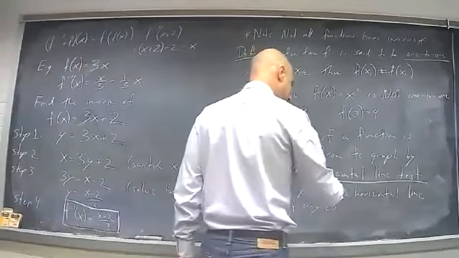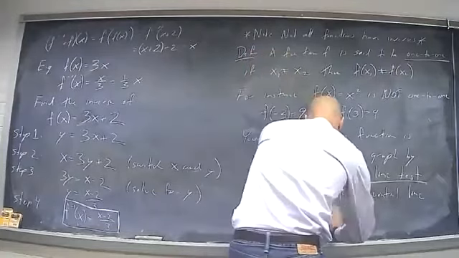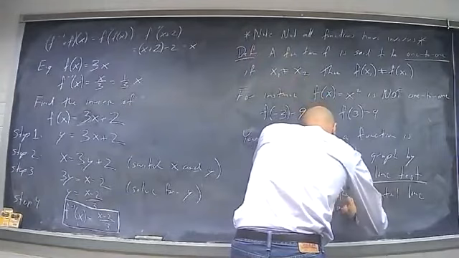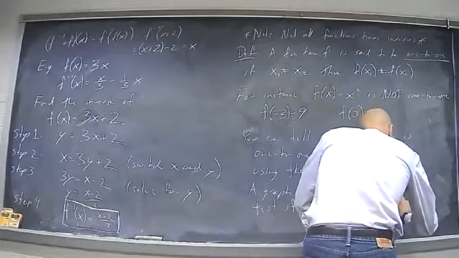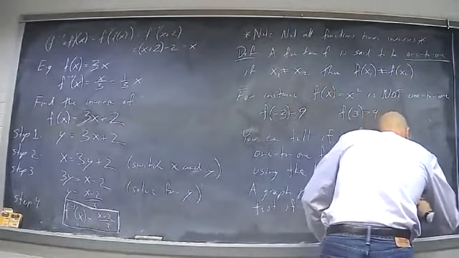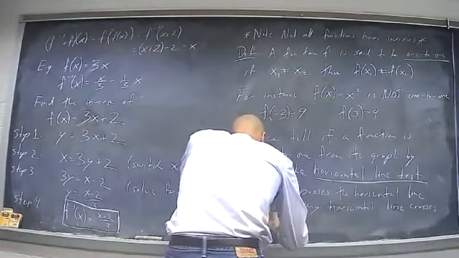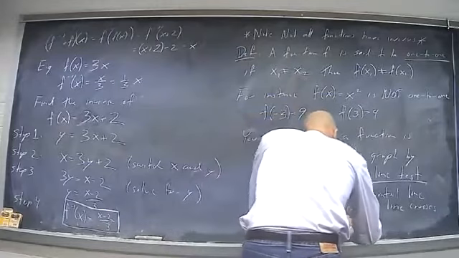So a graph passes the horizontal line test if any horizontal line crosses the graph at most one time.